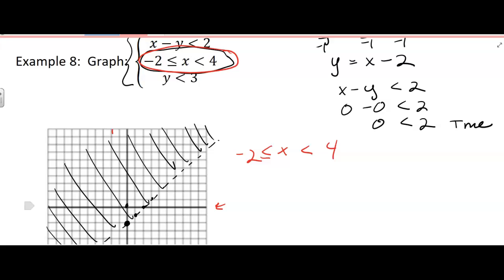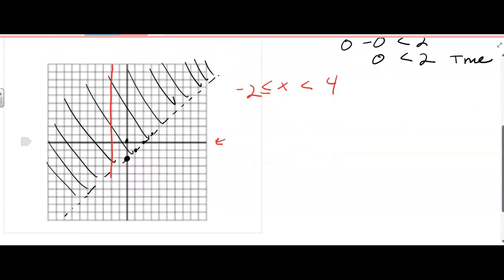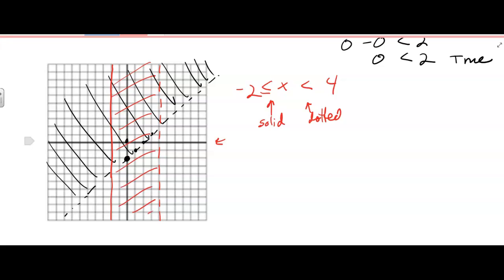So where's -2? Right here. And that is a solid line. Why is it solid? Because of the equal to part. But then x is less than 4. So where's 4? 1, 2, 3, 4. So it's right here. It's a dotted line because it doesn't have the equal to part, right? Okay, so this one's solid and this one was dotted. And we're talking about all these x values in here, in between. Okay? All right, so it's getting kind of messy, but that's what that statement says.